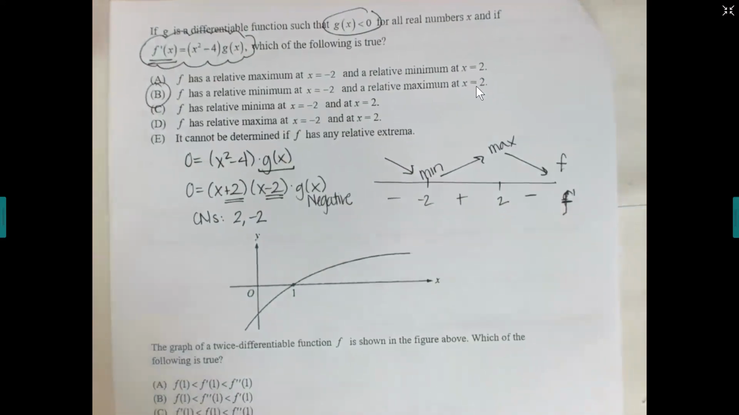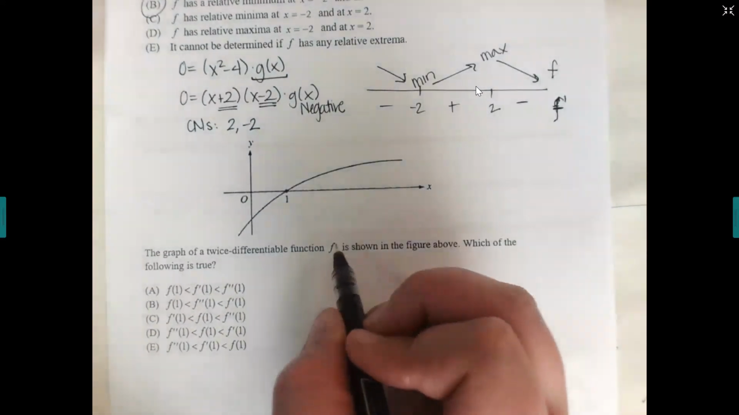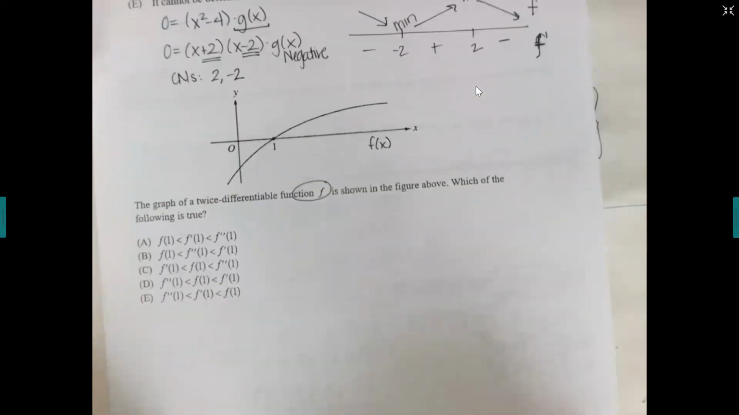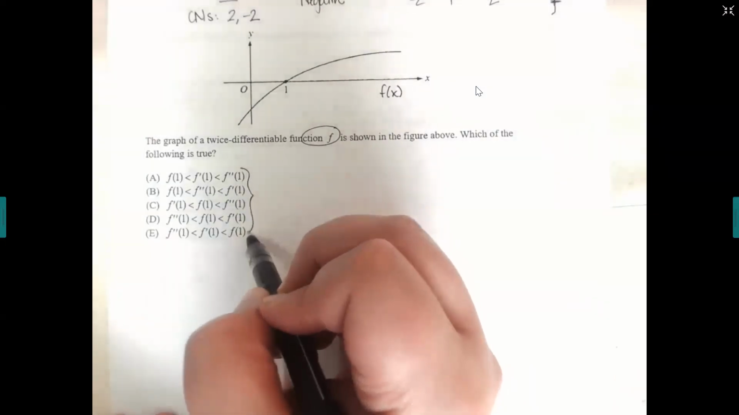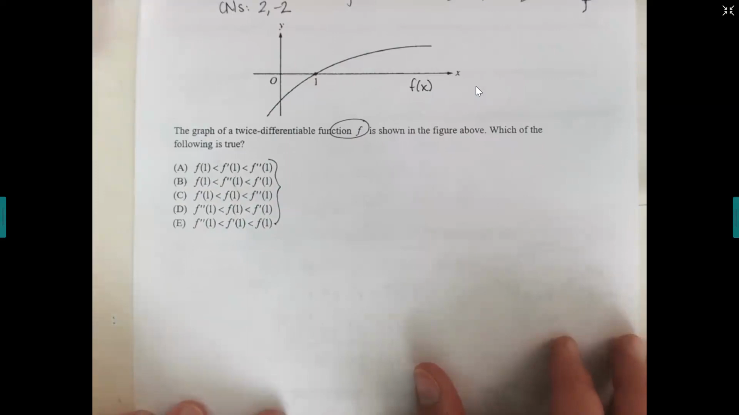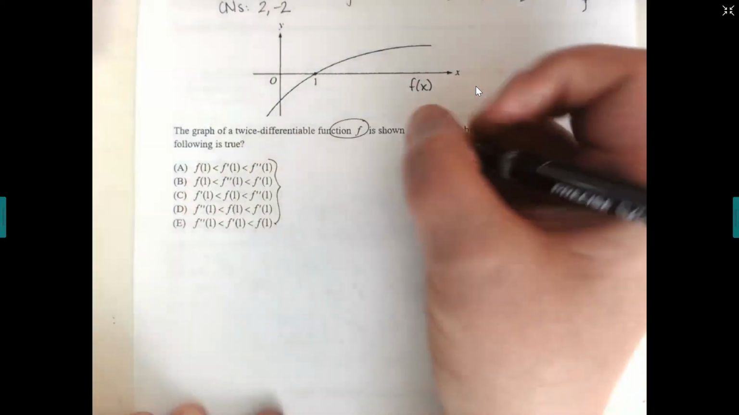Okay, take a look at the next one. We have a graph of f. This is f of x, and they're asking me to compare all of this. If you look at them, they're all in different orders, but it's all the same 3 things. They're asking me for f of 1, f prime of 1, and f double prime of 1.